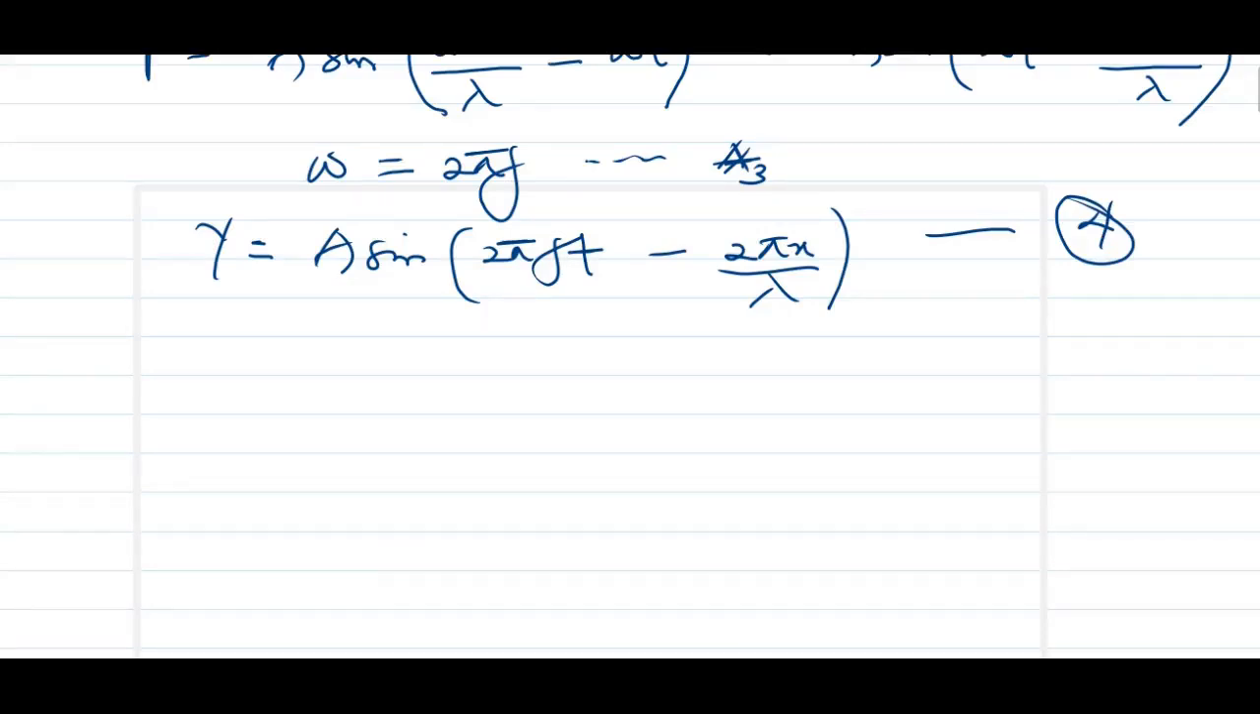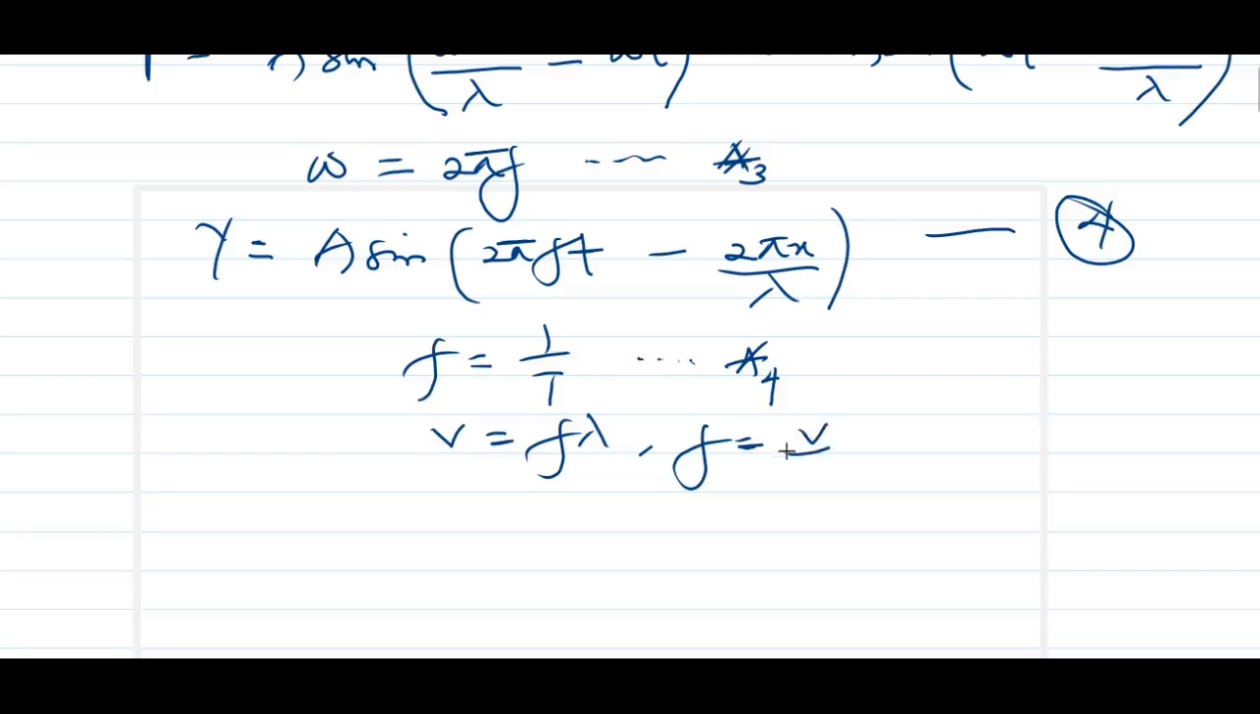And then you need to recall that f equals 1 over T. That's frequency. You can call this equation star 4. Don't also forget that v equals f lambda. So f can also be v over lambda. You can call this equation star 5.